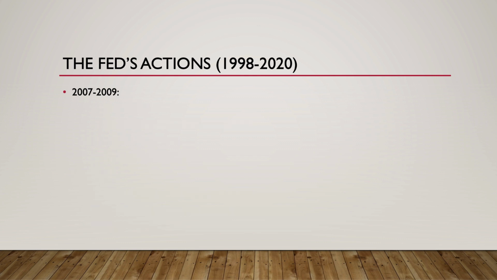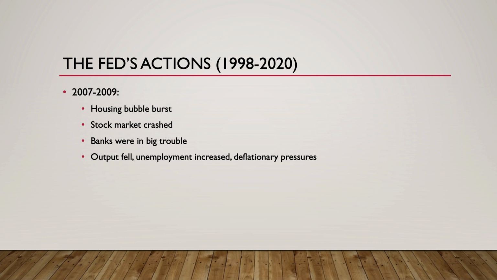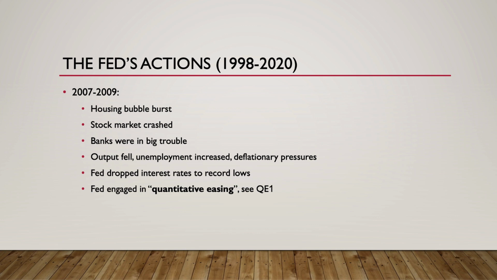In 2007, the housing bubble burst, the stock market crashed, and banks were in big trouble. Economic output fell, unemployment increased significantly, and the economy experienced deflationary pressures. The Fed dropped interest rates to record lows, and for the first time, the Fed engaged in a new form of monetary policy called quantitative easing, a process of adding new money directly into the economy. The first period of quantitative easing, called QE1, occurred from 2008 to 2009.